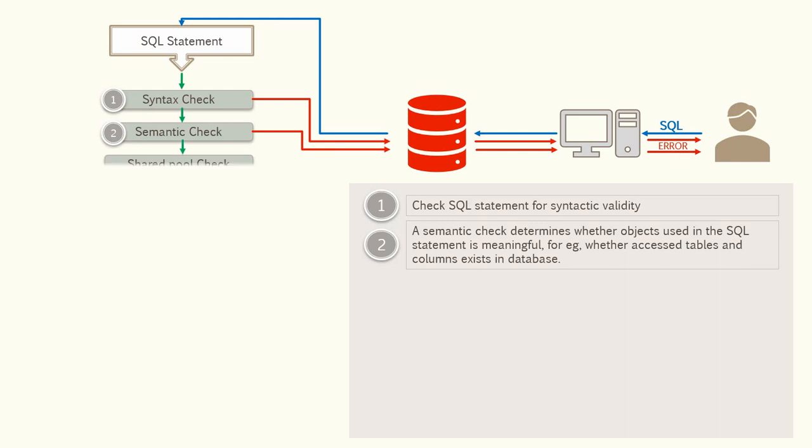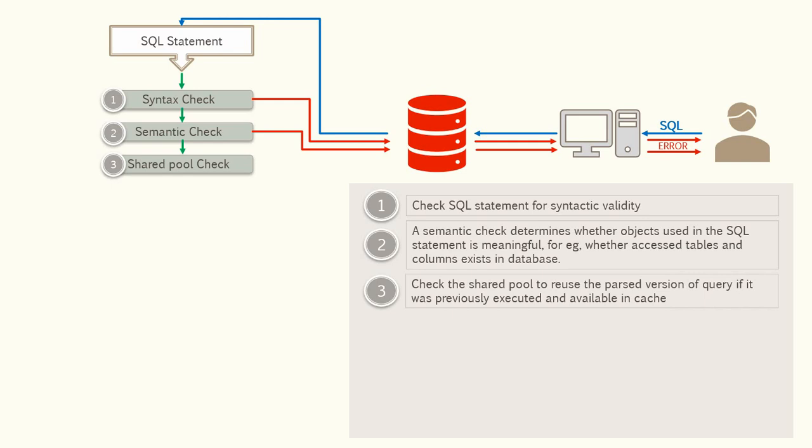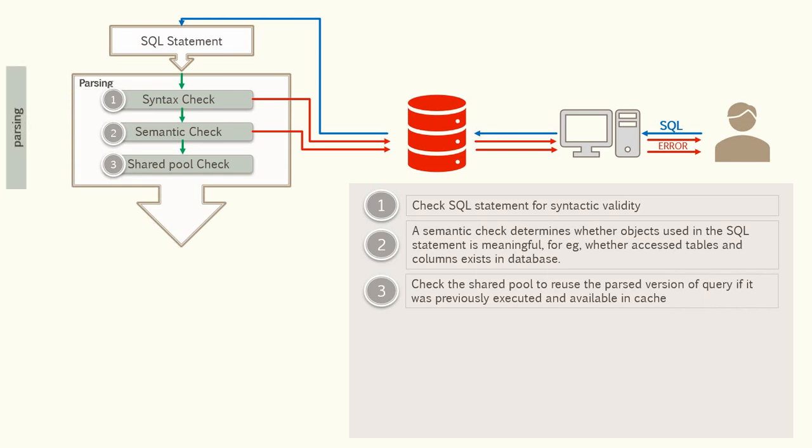Once the statement passes the syntax check and semantic check, the next check Oracle does is called shared pool check. In case exactly the same statement was previously executed by Oracle, then all the execution-related information will be available in the shared pool memory. Then Oracle will reuse the same information for re-executing the statement. Otherwise, Oracle will proceed with the next set of processes for optimizing and executing the statement. Together, the syntax check, semantic check and shared pool check are called parsing.